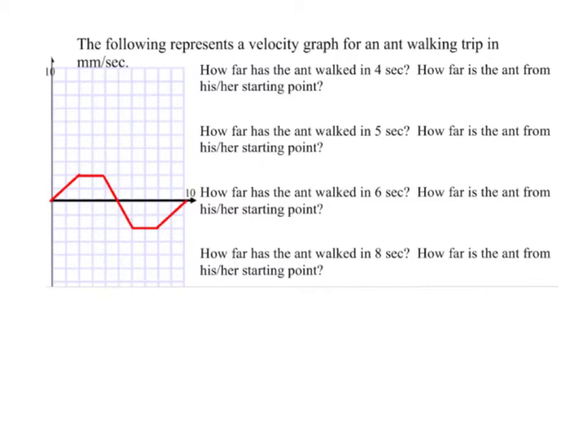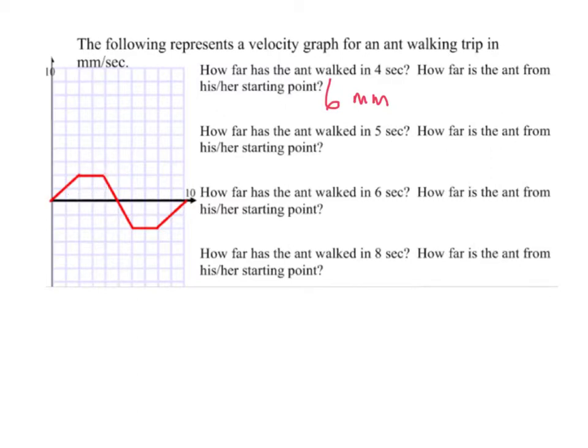The following represents a velocity graph for an ant walking trip in millimeters per second. We talked in the last video about how if I give you velocity and I want to know how far something has walked, we find the area. So here, how far has the ant walked in 4 seconds? Well, 4 is right here. We can count up the area: 1, 2, 3, 4, 5, and the last one makes 6, so it's walked 6 millimeters.